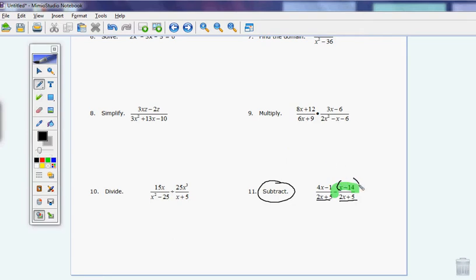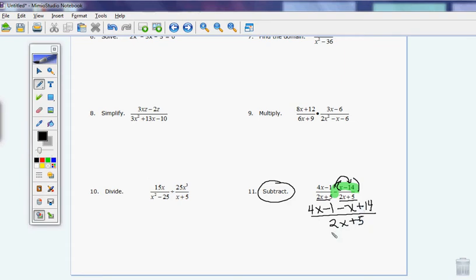So you've got to think about this as parentheses. And the negative has to go through to the negative 14. So the numerator is going to be 4x minus 1. And most students will have the minus x, but then they'll have minus 14, and it's really supposed to be plus 14. Denominator, 2x plus 5.